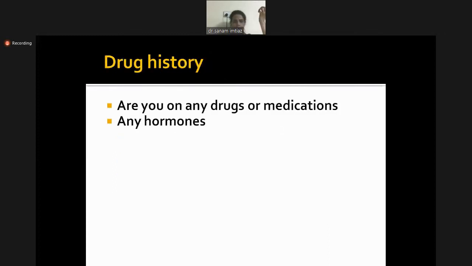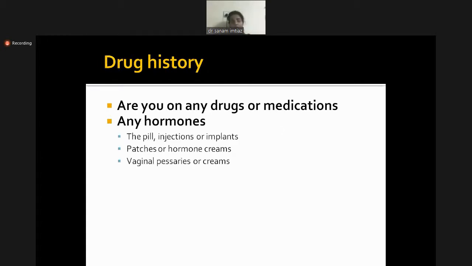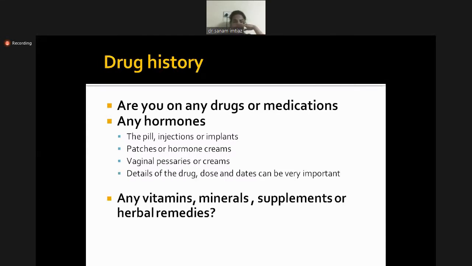Then drug history, you guys know if you have been taking any drugs in the past, any medical comorbidities, any hormones, any pills, any side effects to that. So at least now you know it and you can manage the patient accordingly. Any vitamins, minerals, supplements, or herbal remedies.